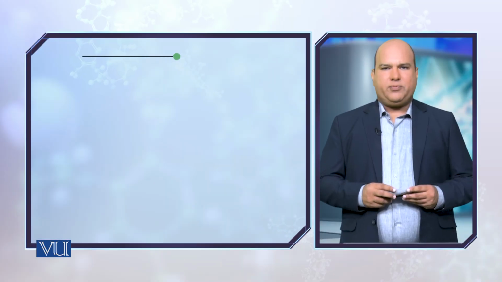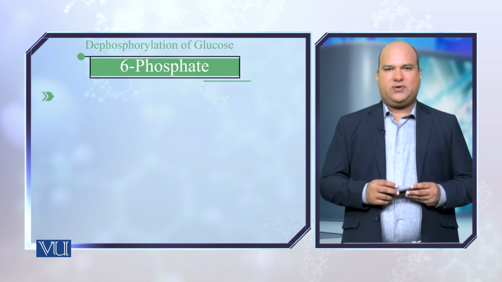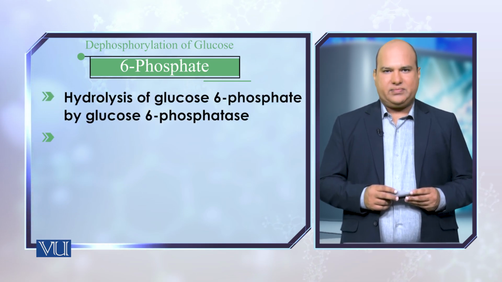Guys, until now we have formed glucose 6 phosphate in this process of gluconeogenesis. Now let's move towards the very final part of this process. This is the process in which the dephosphorylation of glucose 6 phosphate will take place.